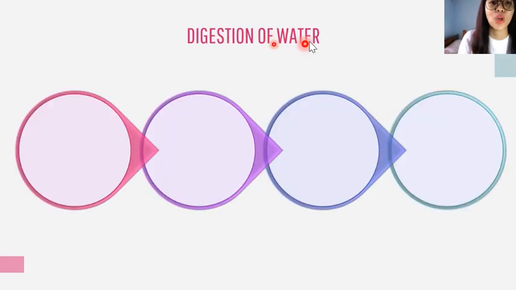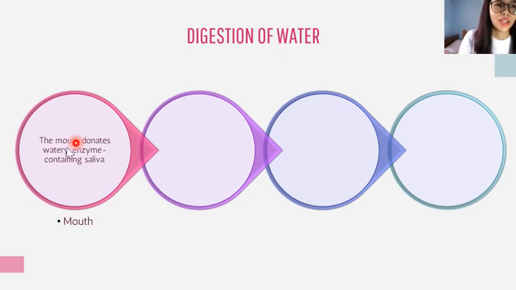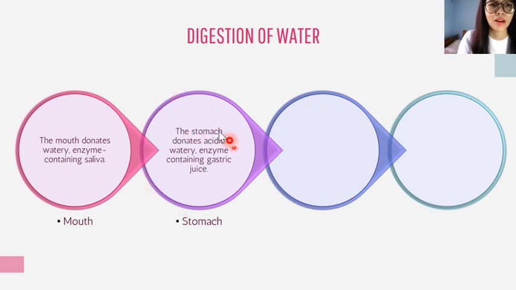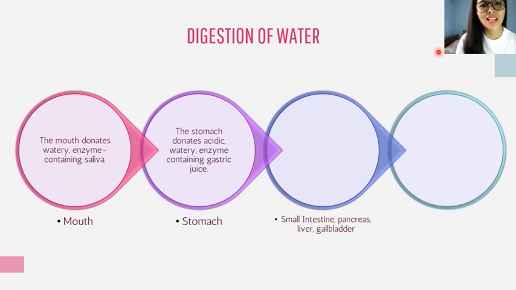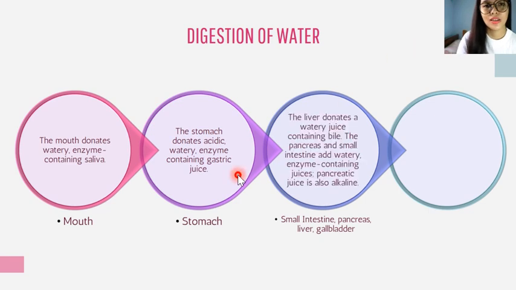And lastly we have water. In the mouth, the mouth donates watery enzyme-containing saliva, which aids in the digestion of your starch. In the stomach, it donates acidic, watery, enzyme-containing gastric juice. And in the small intestine, the liver donates watery juice containing bile. The pancreas and the small intestine add watery enzyme-containing juices.